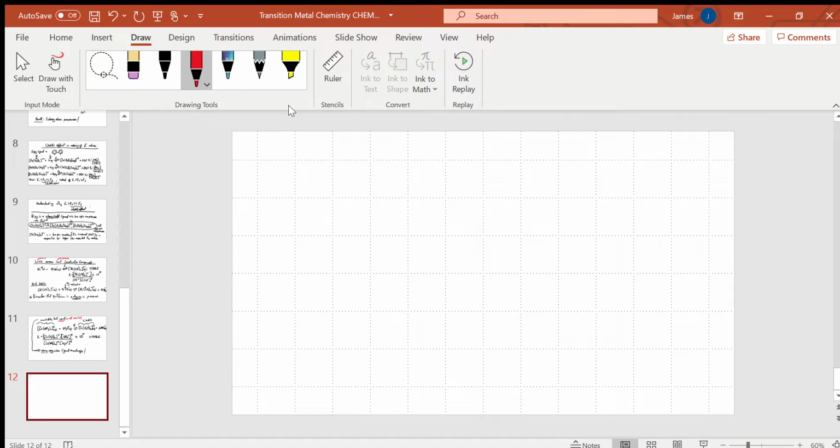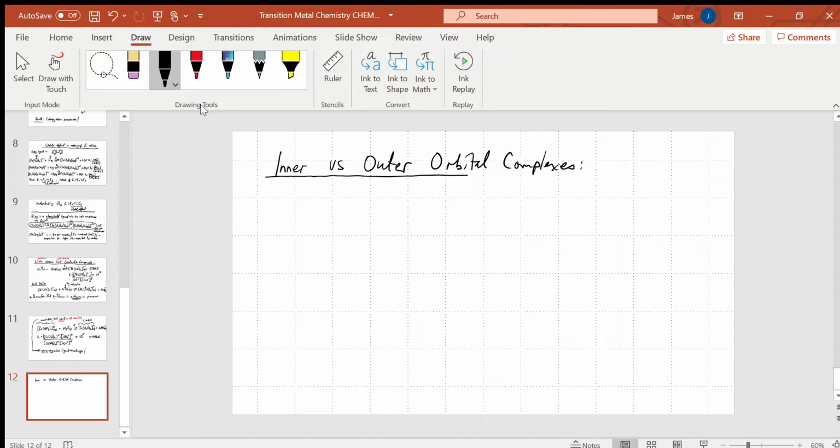Okay, well, at least the immediately next thing I wanted to look at, while I save a bit of time, is inner and outer orbital complexes. So let's do it in black. Inner versus outer orbital complexes.